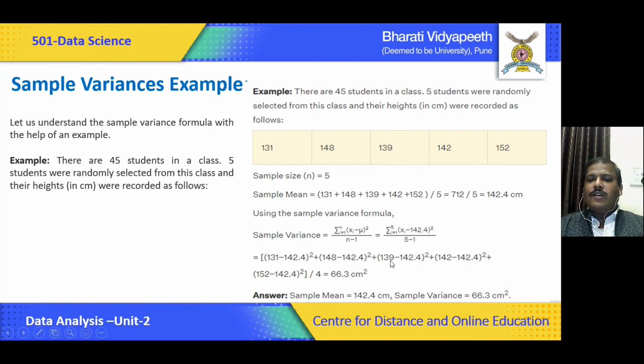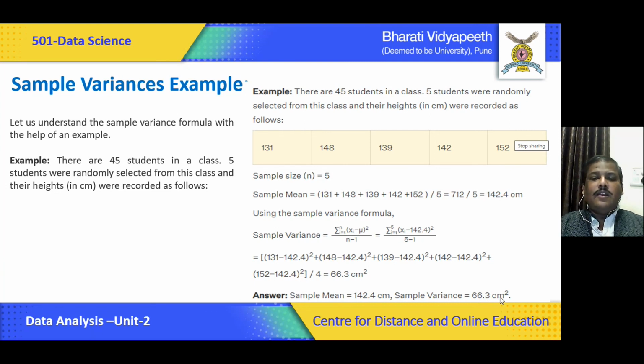So now this is a calculated value. You can put in these calculations, and out of these you will find 66.3 cm squared. Now the sample mean previously was 142 cm, and the sample variance is 66.3. So this is how we can compare here the sample variance, right? 66.3 cm squared.